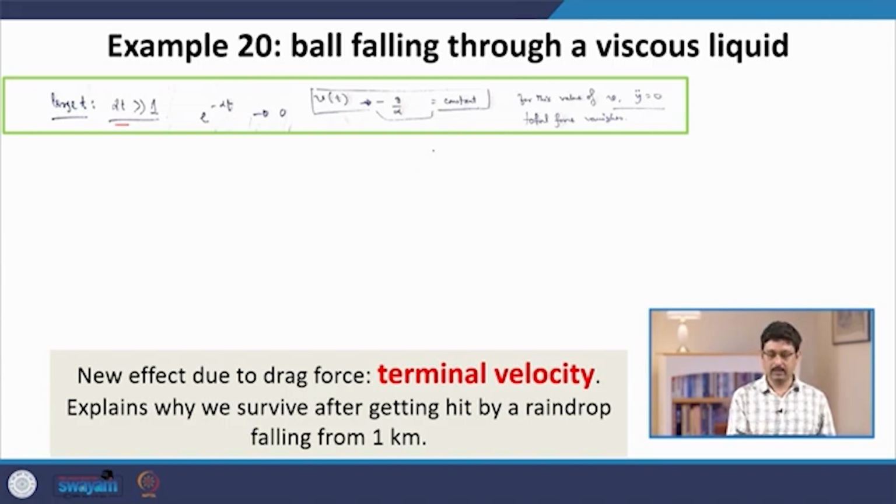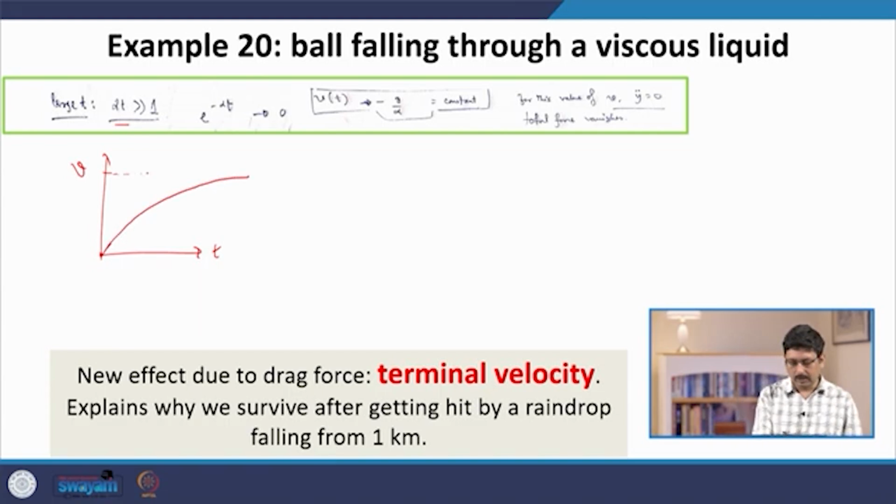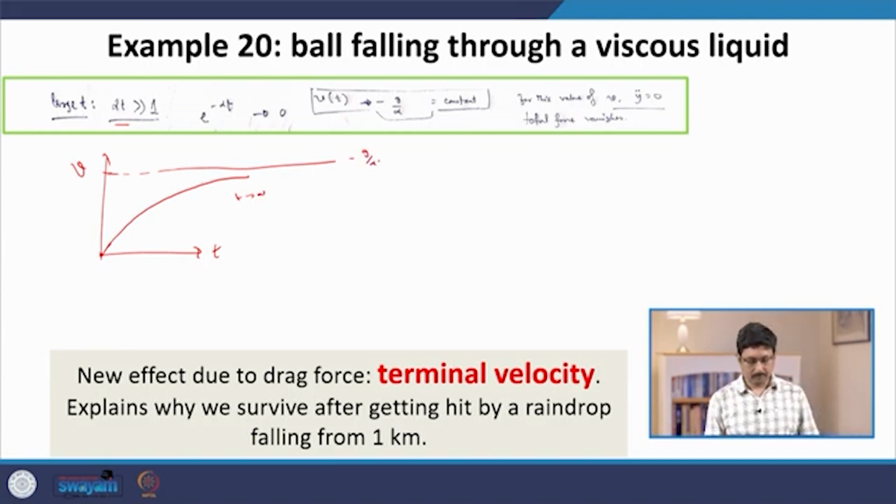So, we say that this goes to a constant asymptotically, which means if I plot the magnitude of velocity as a function of time, it starts from 0 and then gradually increases, but its acceleration goes down, and hence it approaches this limiting case as time tends to infinity, and this value is minus g by alpha. Now, this velocity has a name, it is called the terminal velocity.